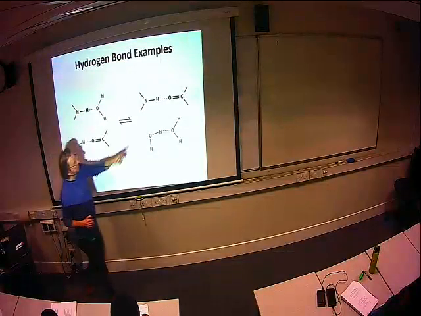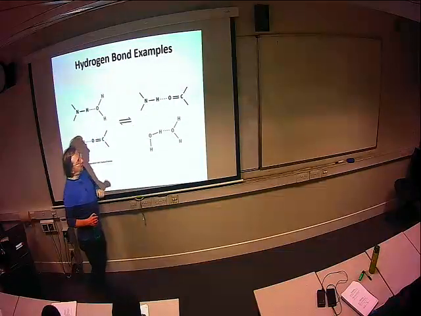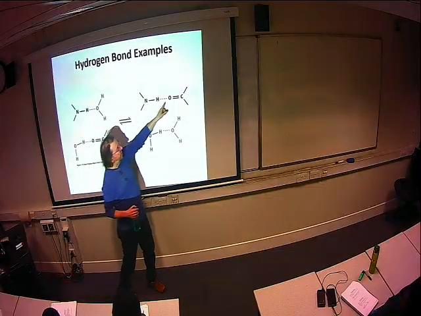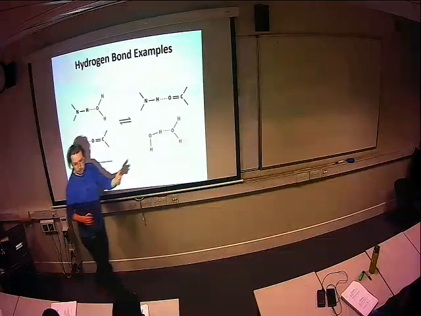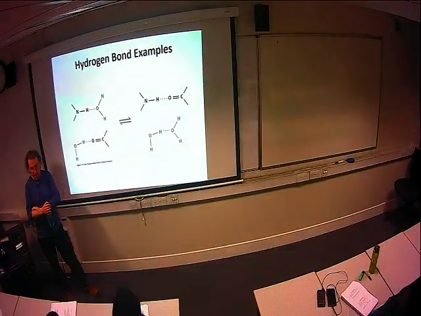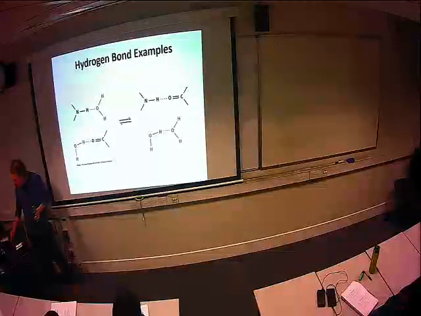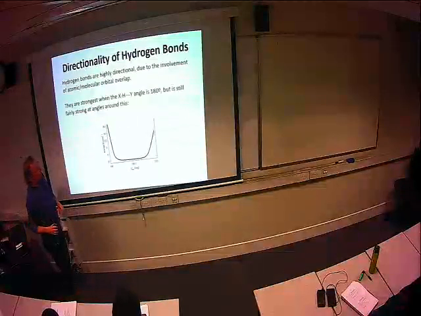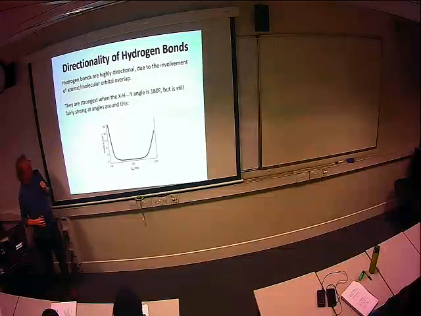So we've got NH, which is part of the peptide linkage between amino acids, and that can form a hydrogen bond to the carbon-oxygen double bond of a peptide linkage elsewhere in the protein chain. And here's just a little bit more about the directionality of these hydrogen bonds.